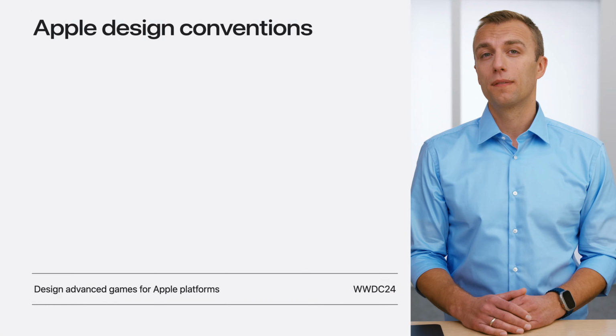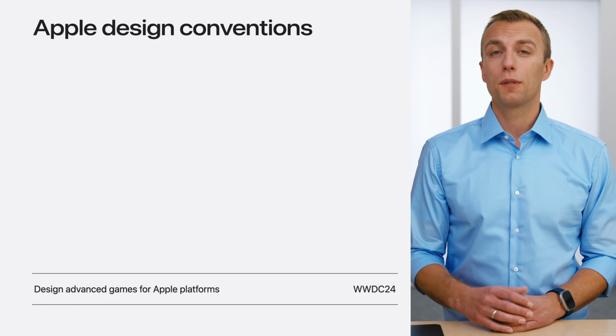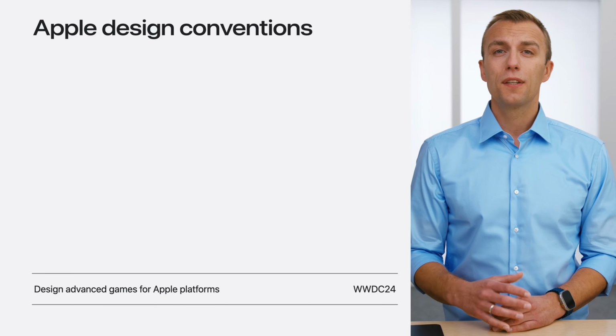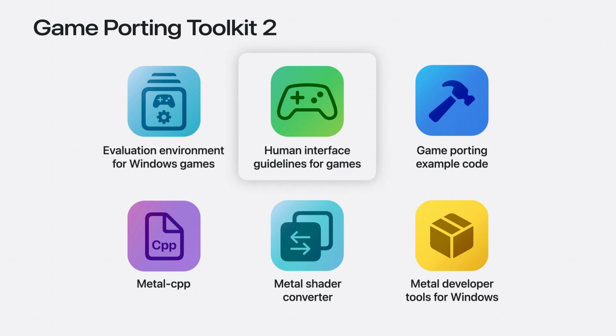Now, when people play your game on a Mac, iPad, or iPhone, they may expect certain Apple platform conventions they are familiar with. To learn about what aspects of user experience to keep in mind while porting your game, check out the video Design Advanced Games for Apple Platforms. And the Game Porting Toolkit also has you covered with a new section of human interface guidelines specifically for games, including tips on topics like improving your first launch experience or ensuring your fonts are legible on all Apple display sizes.